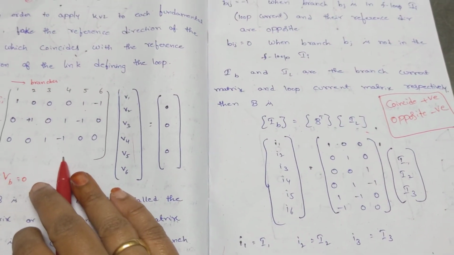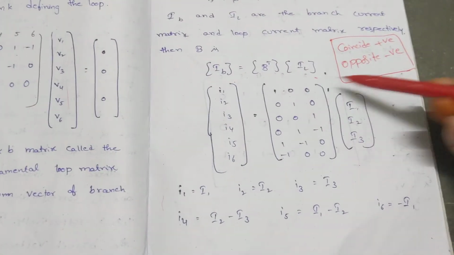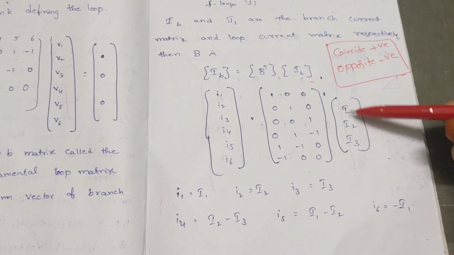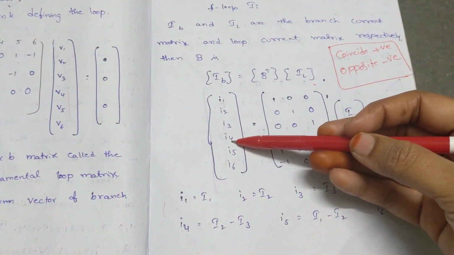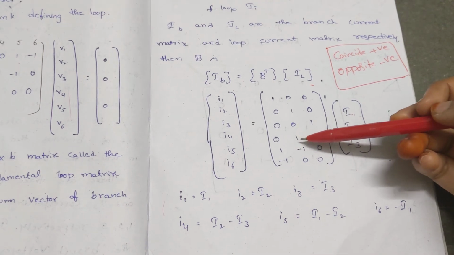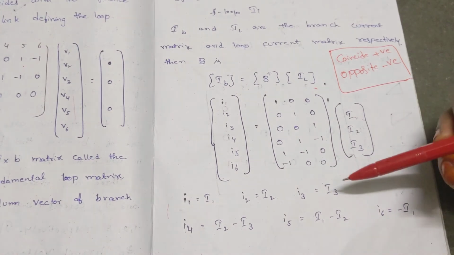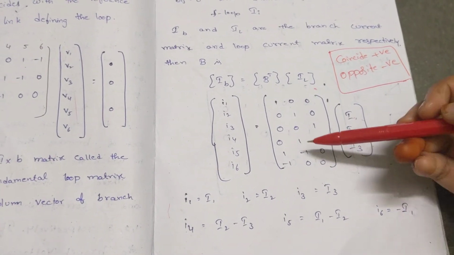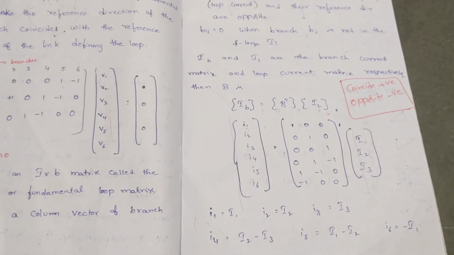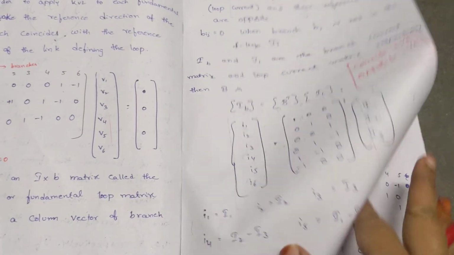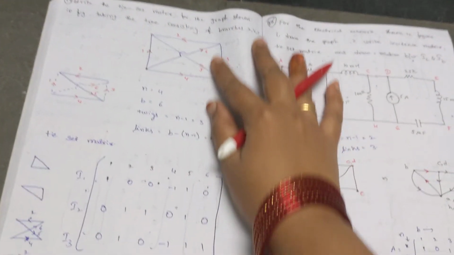So I multiply the transpose of B matrix and loop currents. So for I1, I get the branch current I1 is nothing but I1, I2 and I3. For I4, that means the branch current I4, it is nothing but the combination of your I2 minus I3. For I5, it is I1 minus I2, and for I6, it is nothing but the opposite direction of your loop current 1. Okay, loop current 1. This is how we are going to write a tie-set matrix.